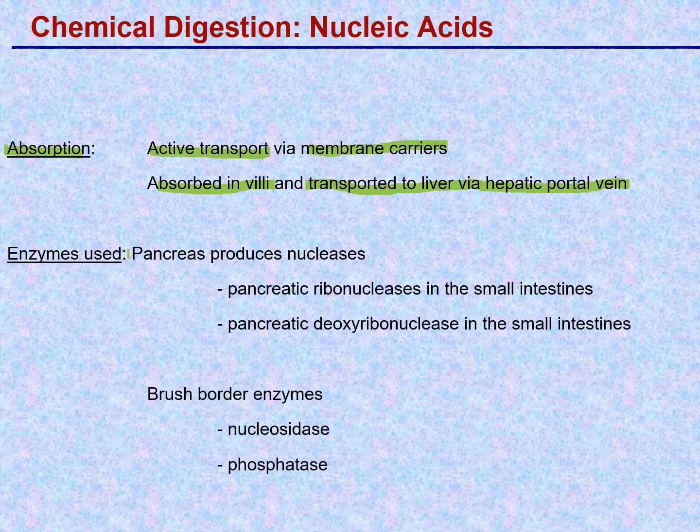The enzymes involved are generally classified as nucleases. This is a general term, just like proteases was a general term for many enzymes, including pepsin, trypsin, carboxypeptidase, etc. This is a general term for enzymes that work on nucleic acid. So they include the pancreatic ribonuclease and the pancreatic deoxyribonuclease. And also from the brush border, that was from the pancreas, also brush border enzymes, nucleosidase, and phosphatases.